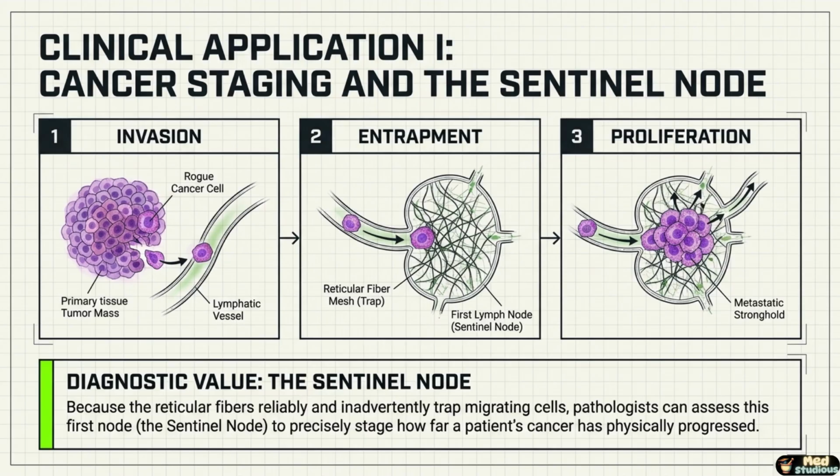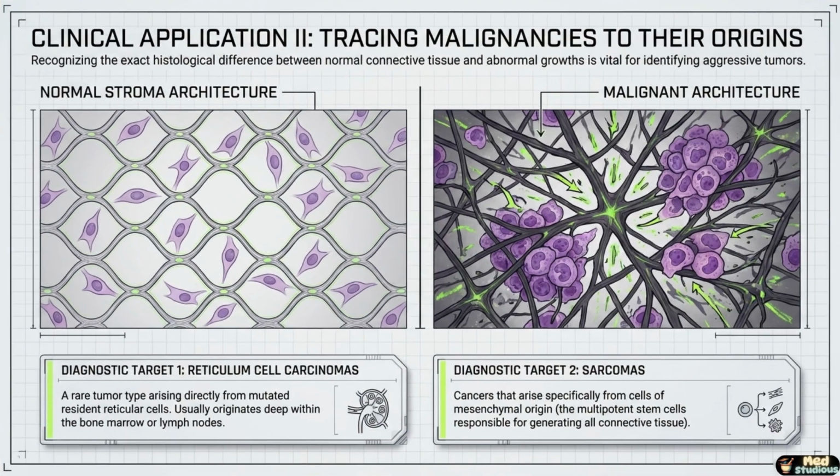has physically progressed. Our second clinical application is tracing malignancies to their origins. Recognizing the exact histological difference between normal stroma architecture and abnormal malignant growth is vital for identifying aggressive tumors. While cancer usually originates in epithelial tissue, the cells of the connective tissue can also mutate. Diagnostic target 1 is reticulum cell carcinoma.